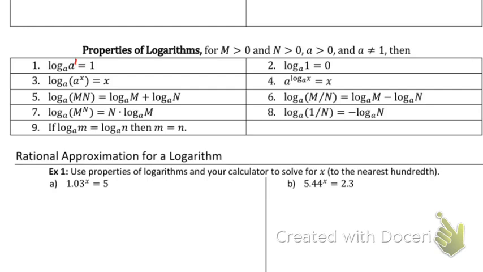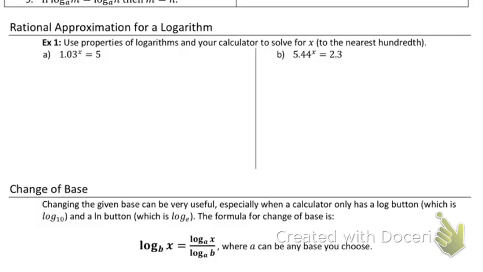The rest are ones that we put down before. So these are all the different properties you can use. A lot of them you can just kind of discover by solving problems. All right, the first thing we're going to do is use rational approximation for a logarithm. So we're going to use our calculators to actually solve this.